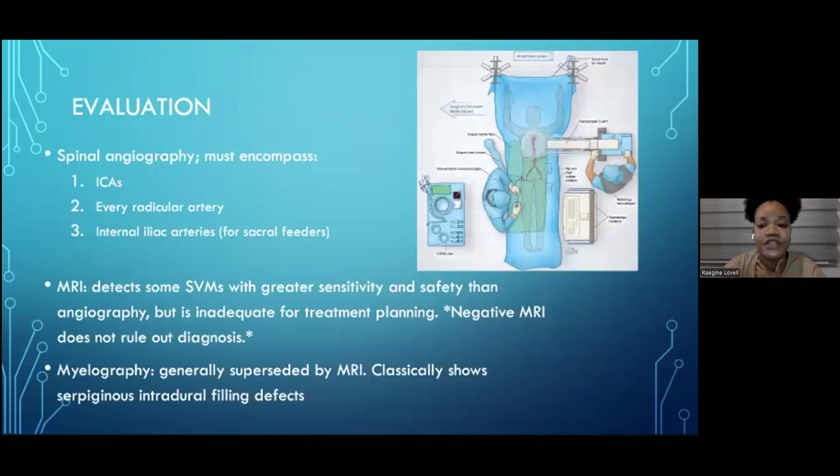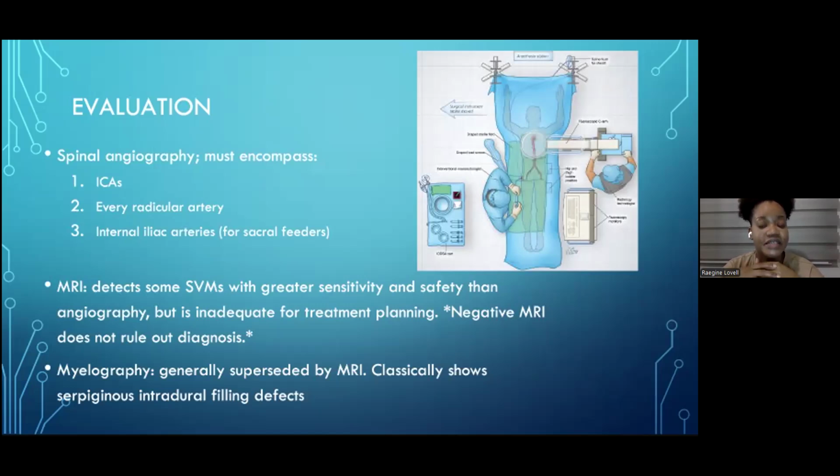Evaluation of spinal AVMs. So spinal angiography, as I mentioned when I started, is necessary for treatment planning. For type 1 dural AVMs, the fistula occurs in the nerve root sleeve. So before it can be considered negative, angiography must encompass all dural feeders of the neuroaxis, which would include the internal carotids, every radicular artery, including the artery of Adamkiewicz, and the internal iliac arteries.